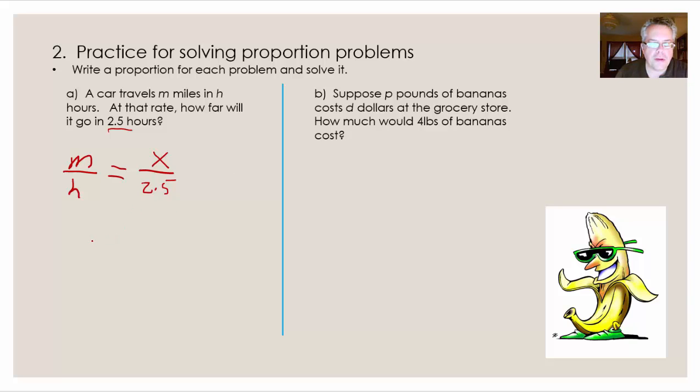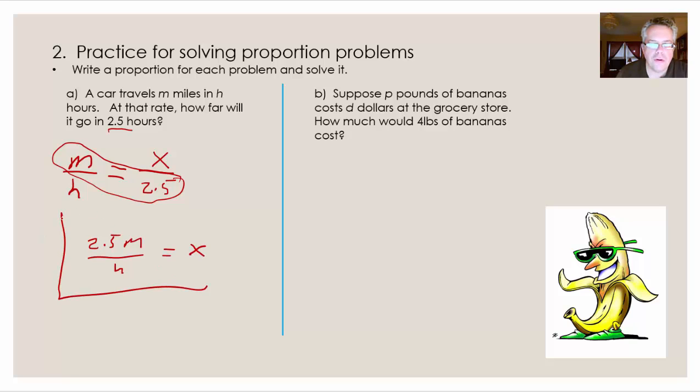So we're going to cross multiply. You have to do 2.5 times m and divide by h. So 2.5 times m, then divide by h would look like this. And that's actually it. That's the formula for how many miles it'll go in 2.5 hours.